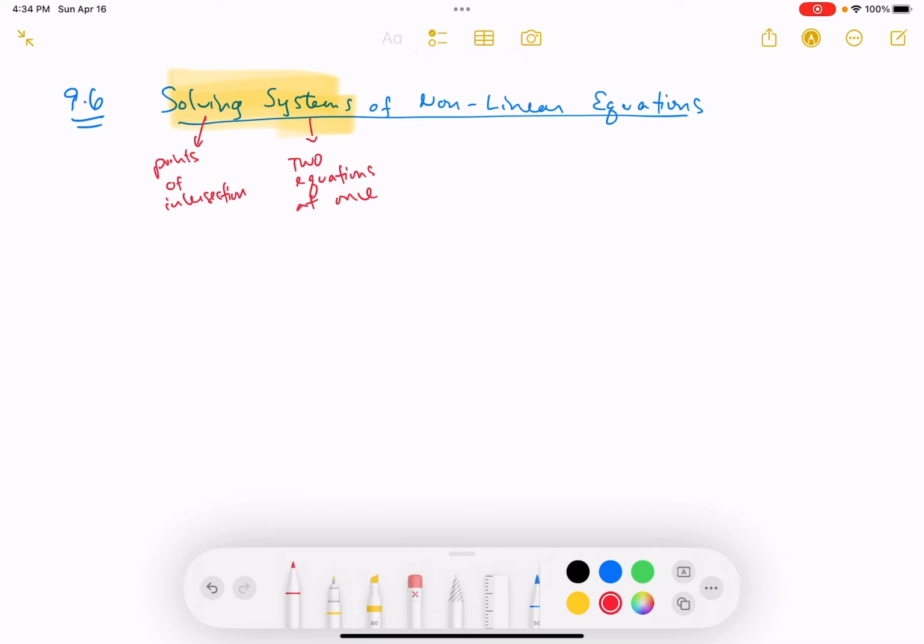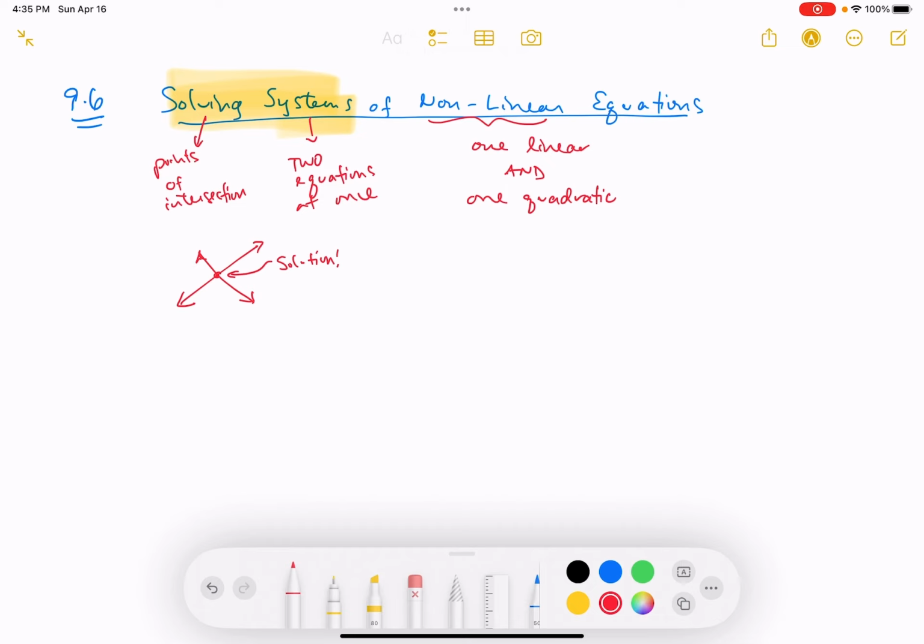You might be saying, wait, we did this earlier in the year. We did. We solved systems of linear equations, where we had two lines, we graphed them, and we said that the point of intersection was the solution. So what's different today? Well, the equations we're solving today are nonlinear. Specifically, we're going to have one linear and one quadratic.